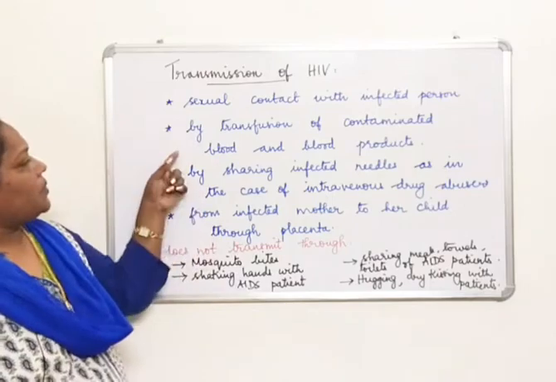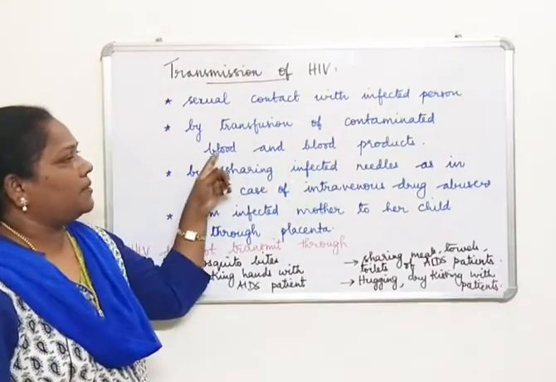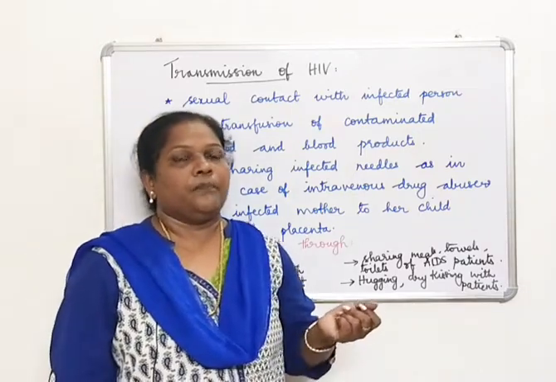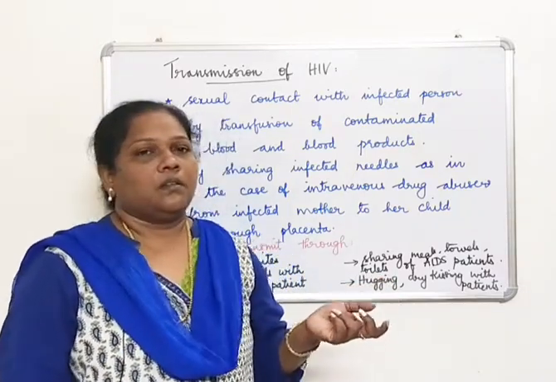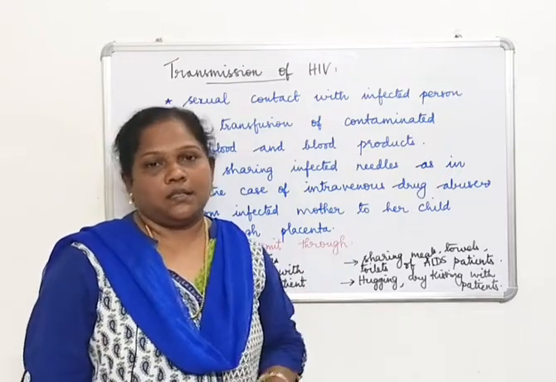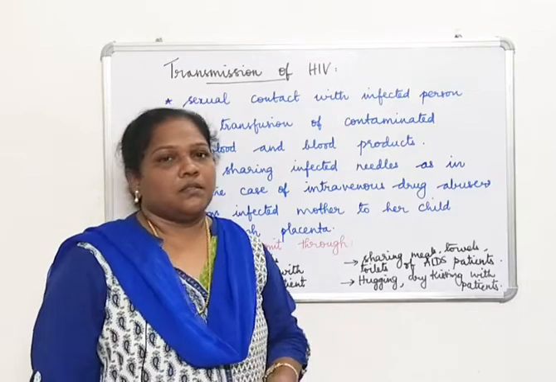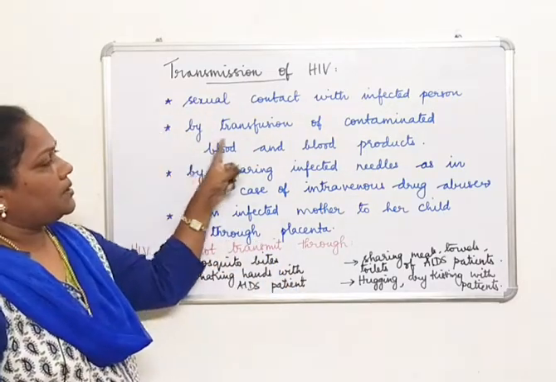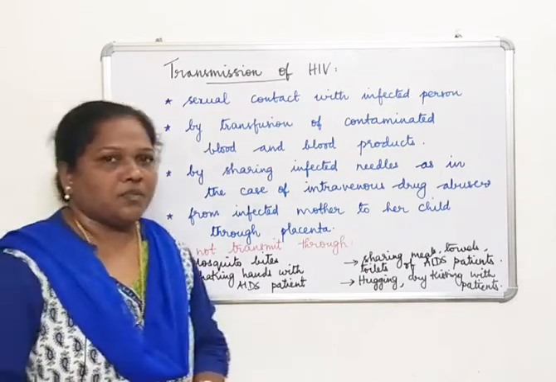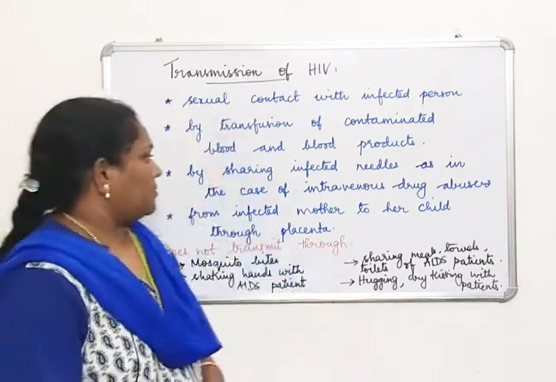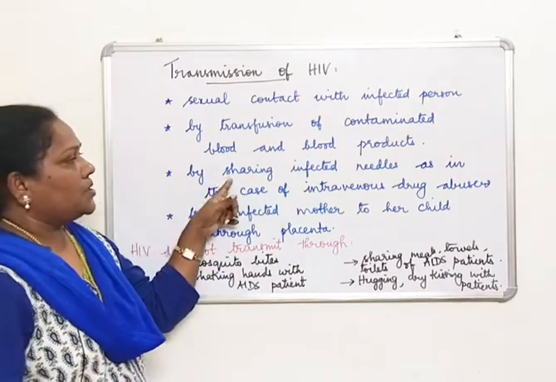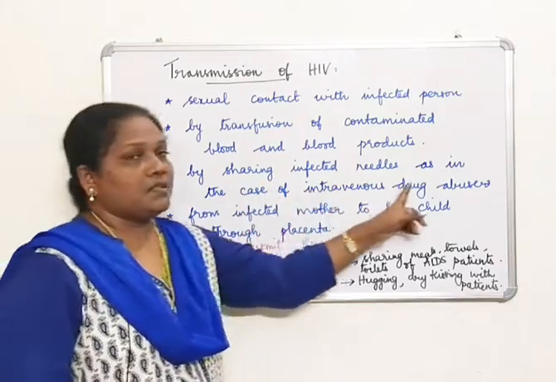Next is by transfusion of contaminated blood and blood products. This contaminated blood may come through a contaminated razor or syringe, or the other products used for surgeries, if they are not sterilized, even unsterilized needles. Through these blood products, HIV can be transmitted from an infected person to a normal person. And next one is sharing infected needles, as in the case of intravenous drug abusers.